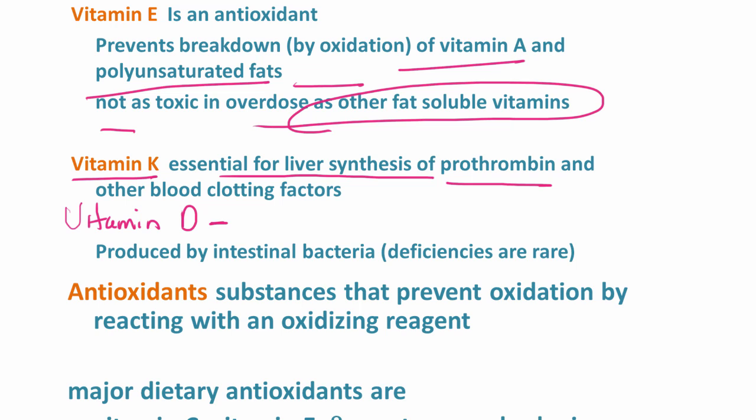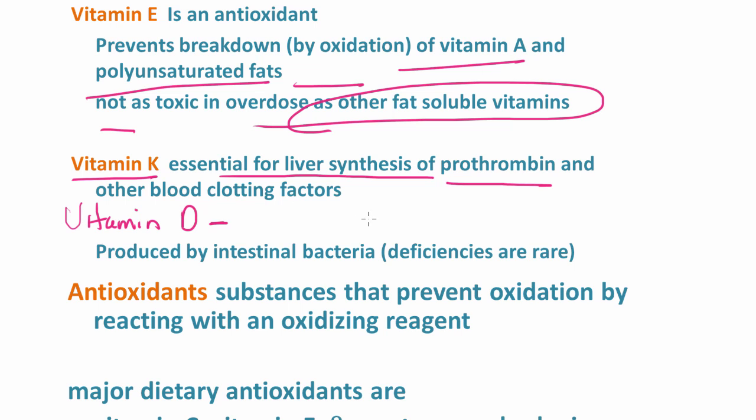So a lot of people, as I said, are deficient in vitamin D, especially if they live in areas where there's not much sun. So really you need some sunlight in order to synthesize this vitamin D. It's very important for bone growth, calcium and phosphorus absorption in the intestine, and retention in the kidneys. And again, as I said, sunscreens will block vitamin D synthesis.